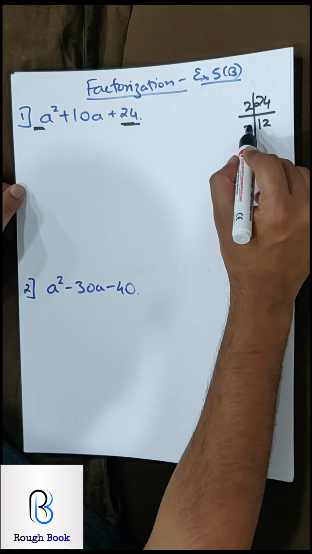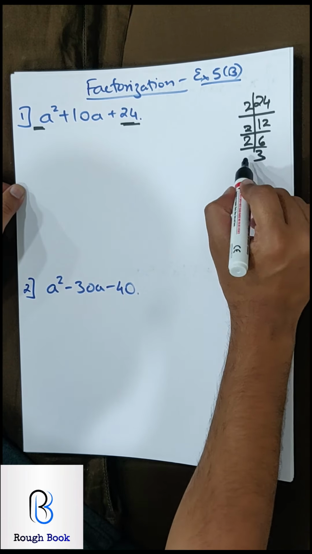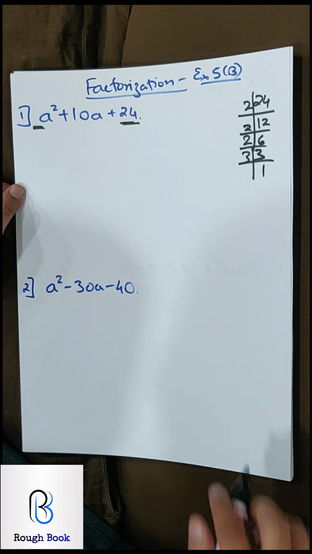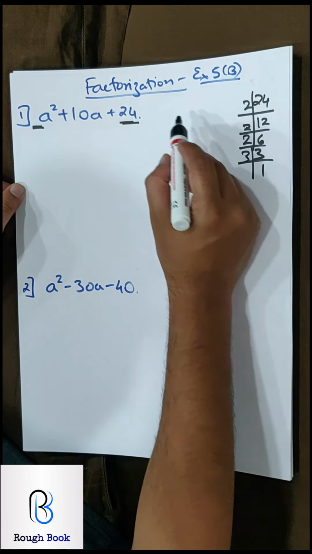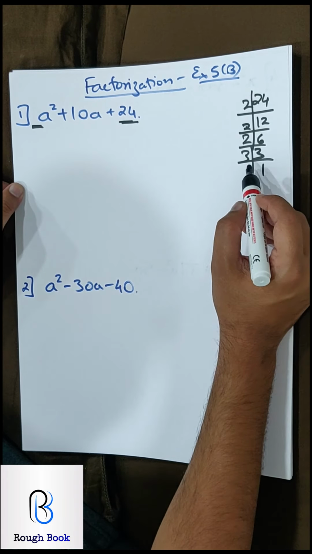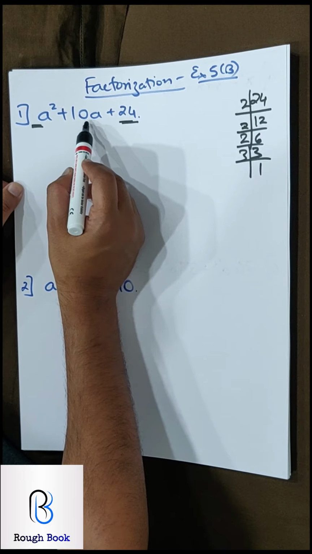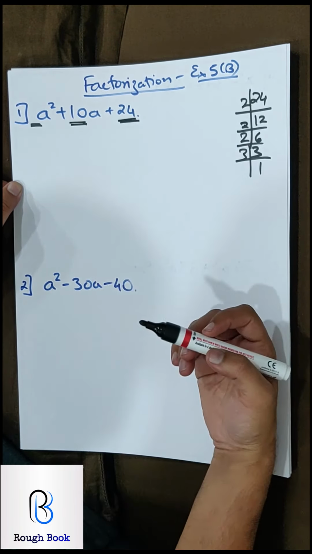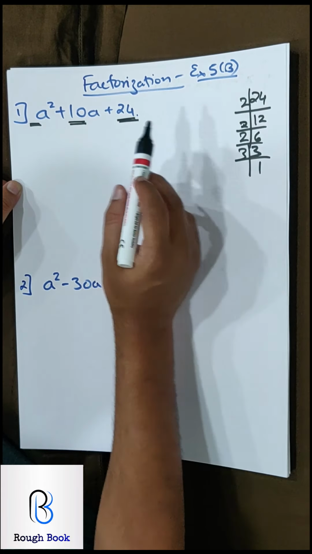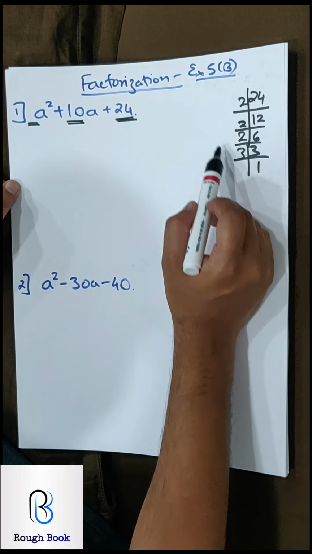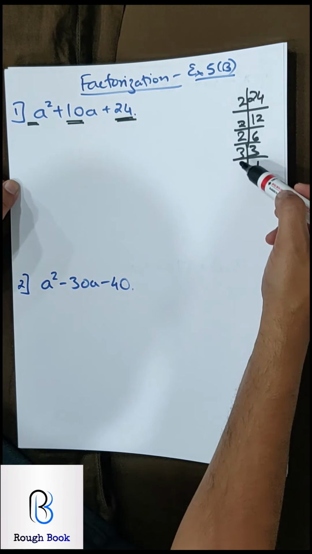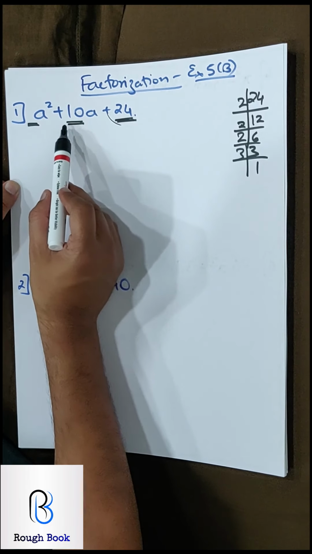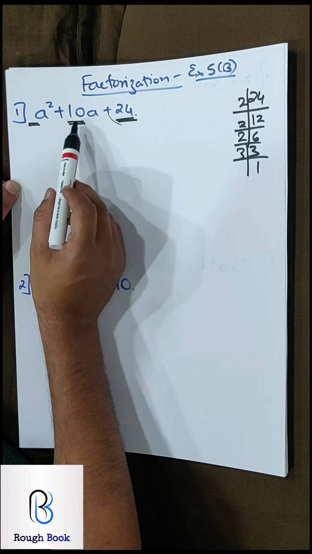So 2 12s are 24, 2 6s are 12, 2 3s are 6, 3 1s are 3. So my factors are 2, 2, 2 and 3. So 3 times 2 and 1 3. Now make pairs out of this in such a way that the total becomes 10. So the middle number is a sum and the last term is your product. So the two numbers that we are trying to generate, the product should be 24. Now since we're taking the factors, the product is already taken care of. So you don't need to worry about this part. You need to worry about this part, that you need the sum as 10.